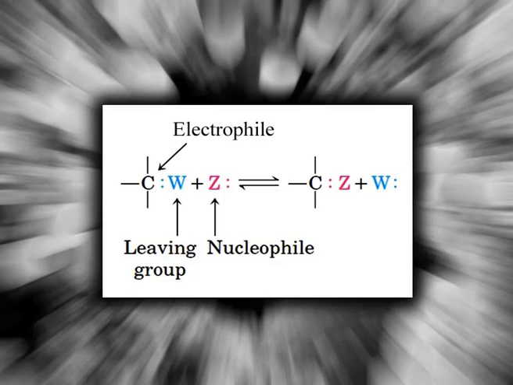Like here in this case, a nucleophilic substitution reaction, electron rich nucleophile Z attacks an electron poor center or electrophile, this carbon atom here, and displaces a poorer nucleophile W, which is called the leaving group. Most of the carbon-carbon bond formation and cleavage are mediated through this type of mechanism.